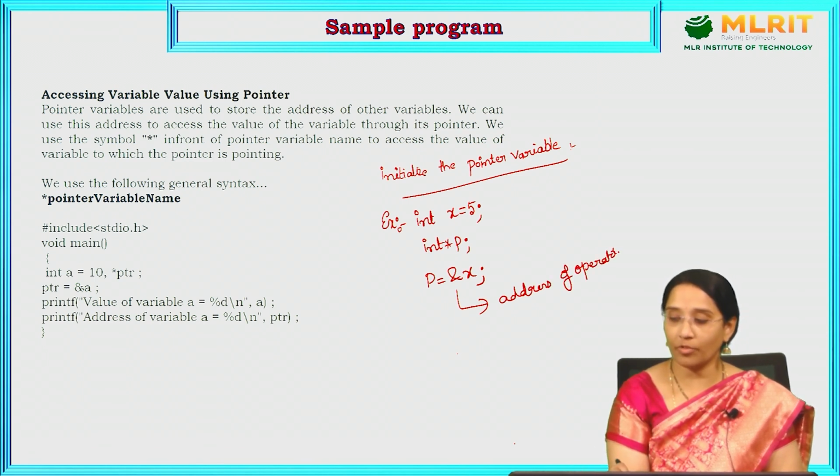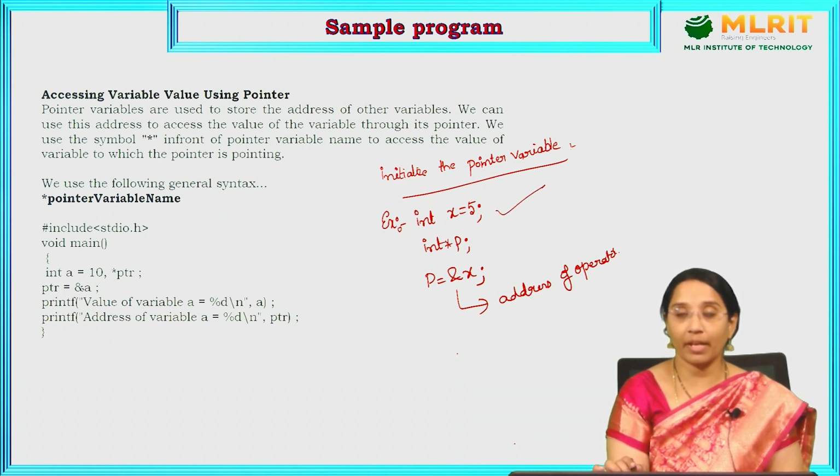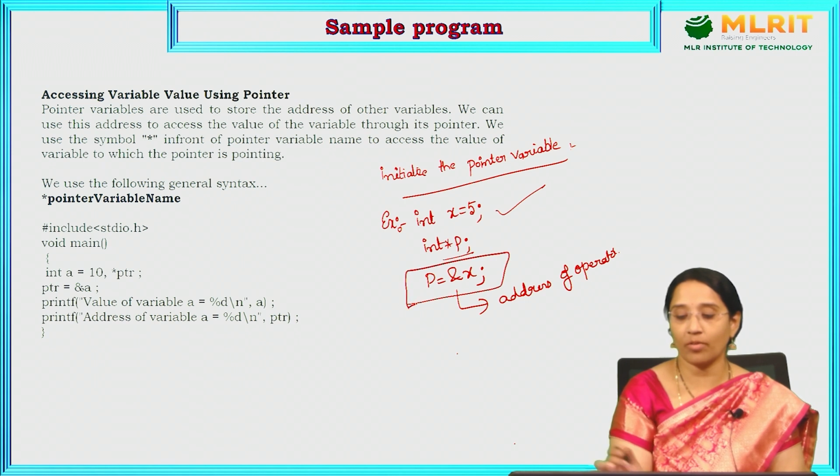This is the address of operator. Here, first the initialization of the variable is done, and this is the pointer declaration: int *P. Now, what does a pointer hold? A pointer holds the address of another variable. So, P is equal to address of x.